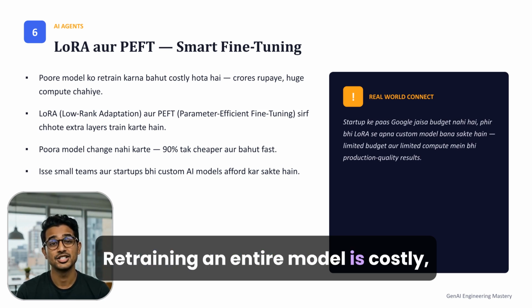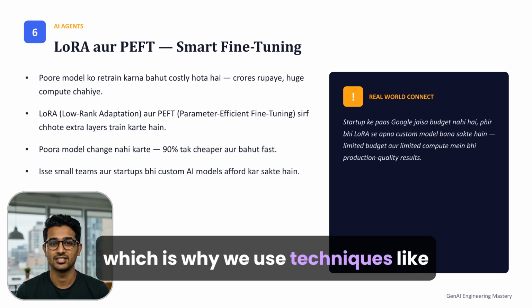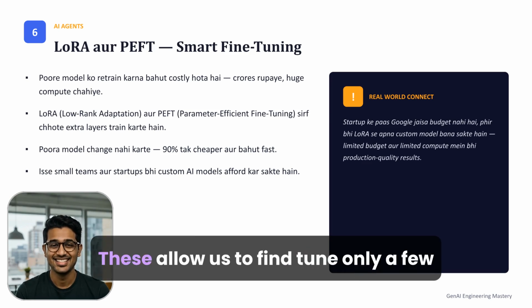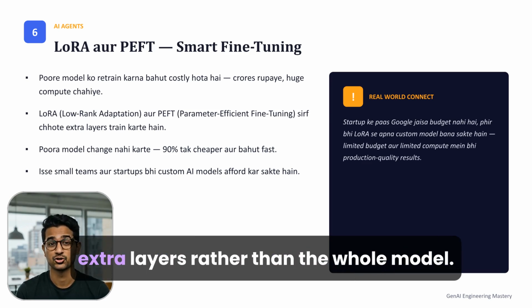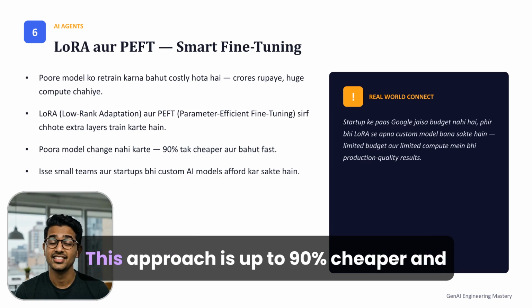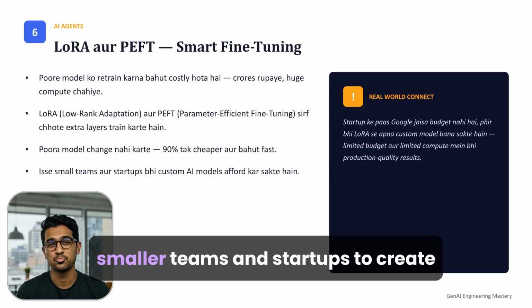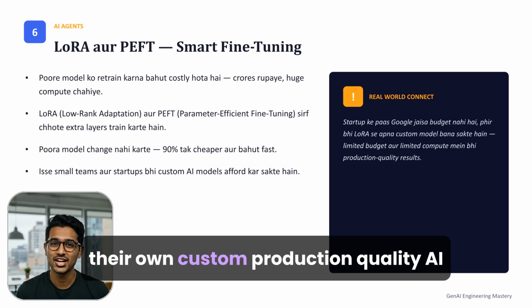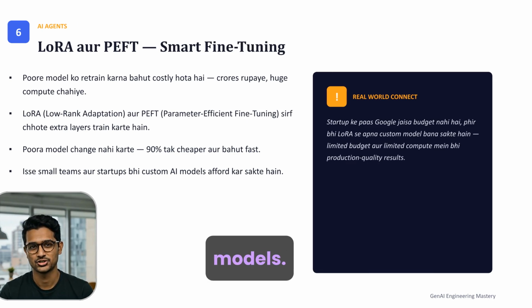Retraining an entire model is costly, which is why we use techniques like LoRA and PEFT. These allow us to fine-tune only a few extra layers, rather than the whole model. This approach is up to 90% cheaper and much faster, making it possible for smaller teams and startups to create their own custom, production-quality AI models.